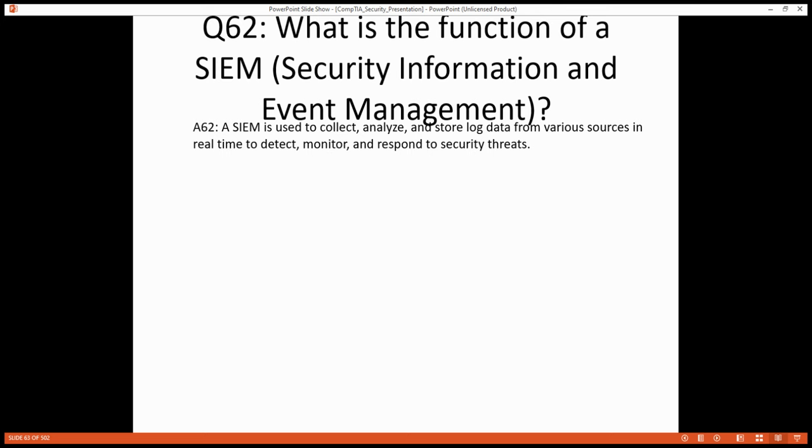Q62. What is the function of a SIEM, Security Information and Event Management? A62. A SIEM is used to collect, analyze, and store log data from various sources in real time to detect, monitor, and respond to security threats.